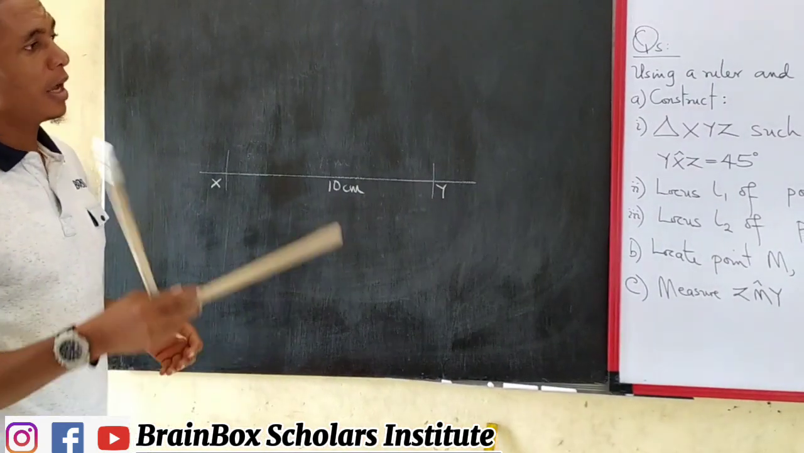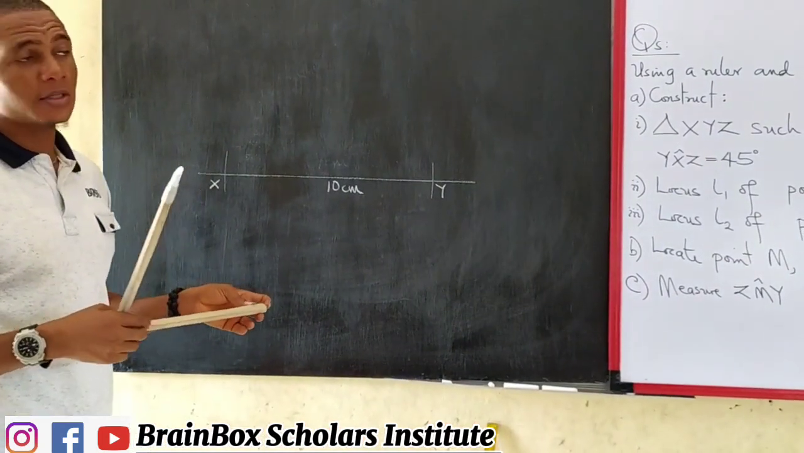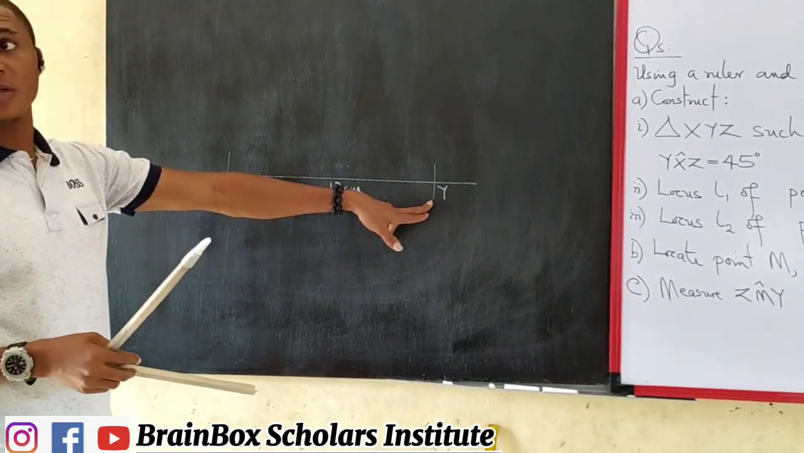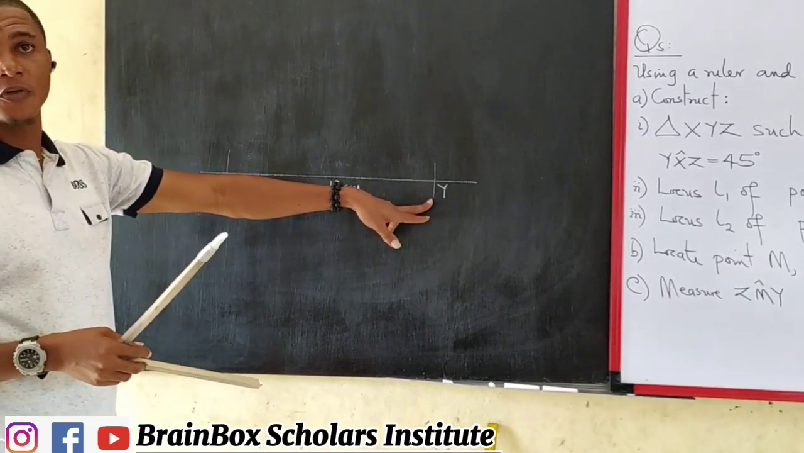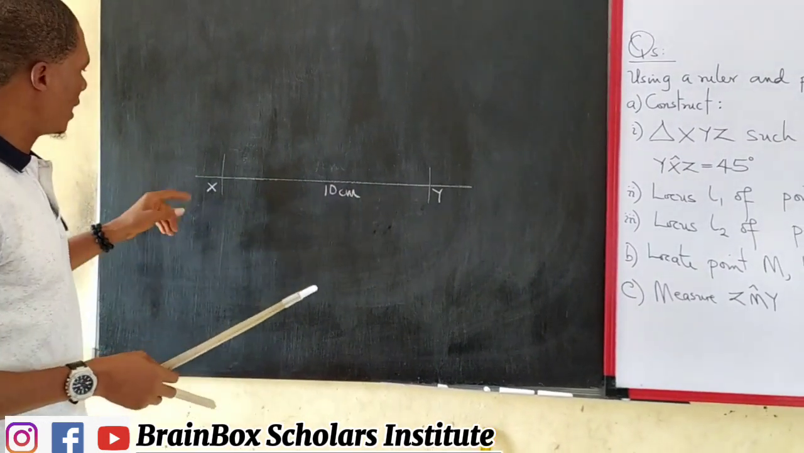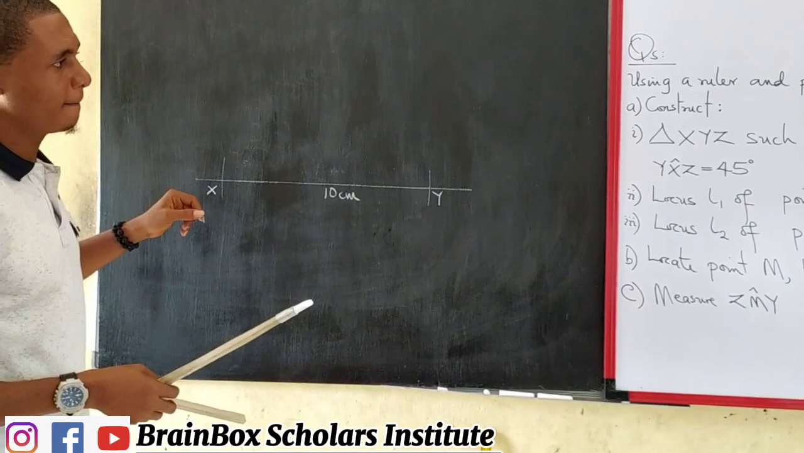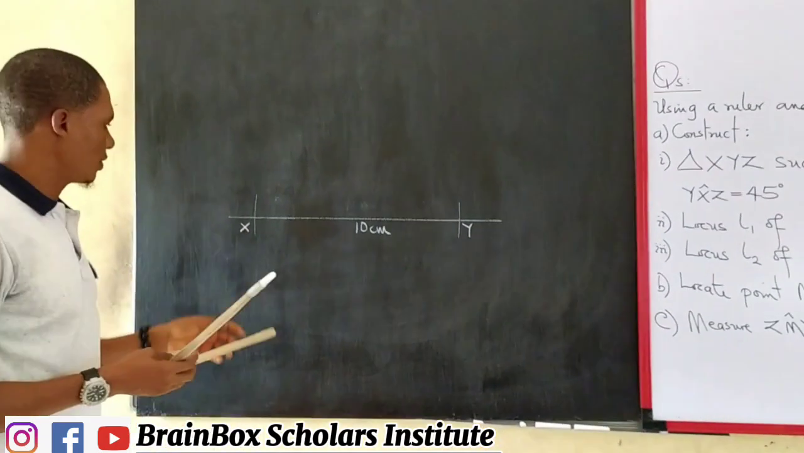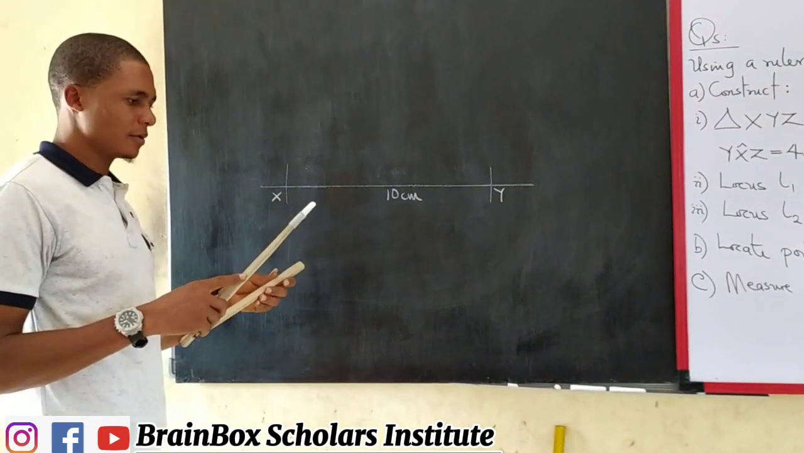Now, what next? They say angle XYZ is 30 degrees. So that means at Y, I should have 30 degrees. Are we following? At Y, I should have 30 degrees, and at X, I should have 45 degrees. So let's create 45 degrees.